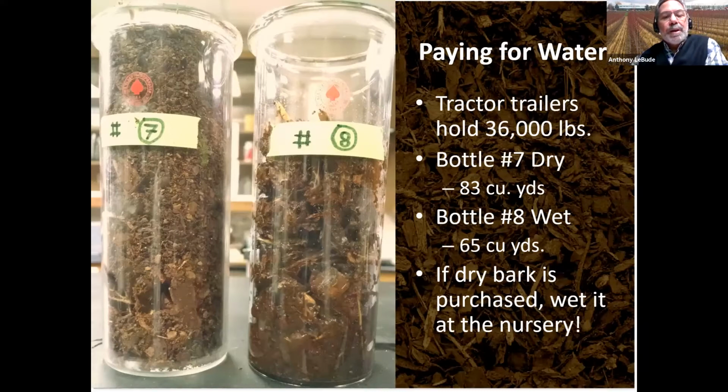And the one on the right, water was added, shaken up, and then drained out, and you can see the volume of the bark has decreased. And most tractor trailers deliver about 36,000 pounds of bark, where if it's dry, that's about 80 cubic yards.